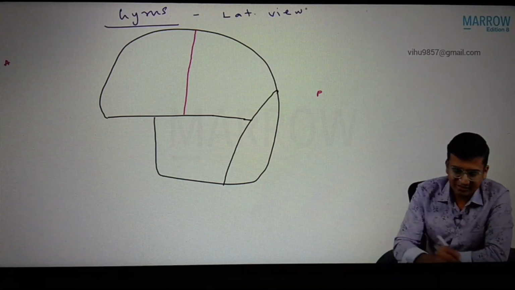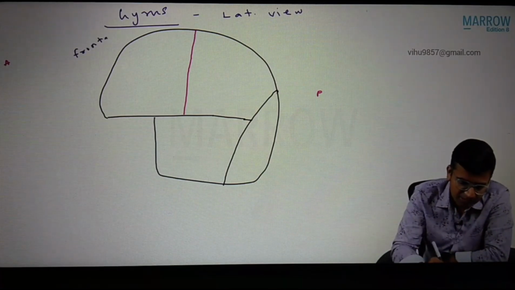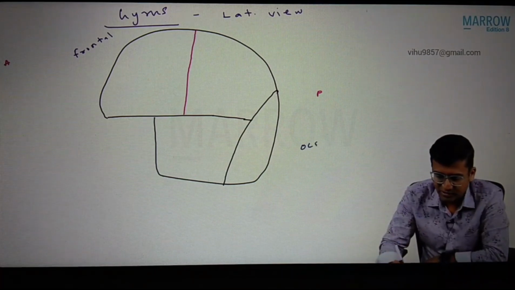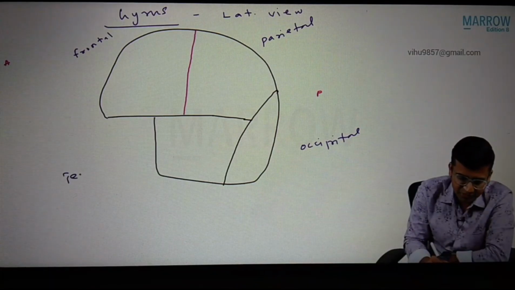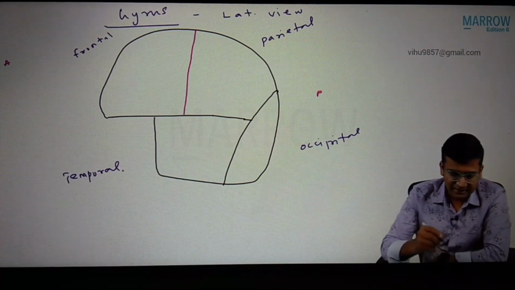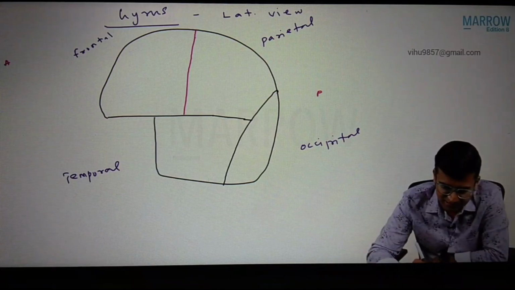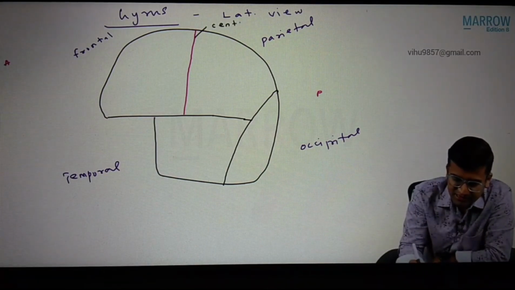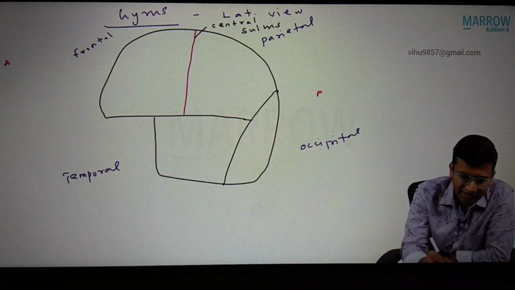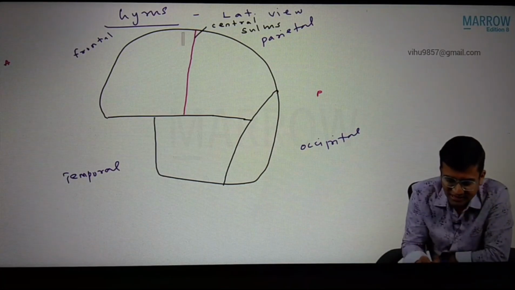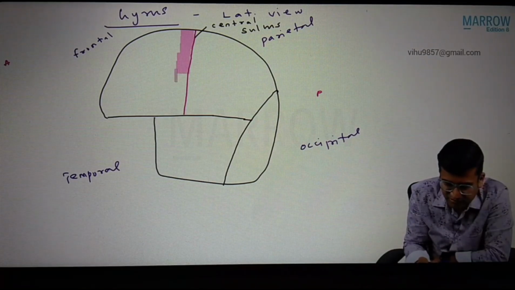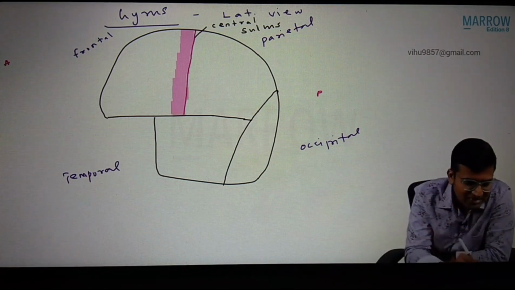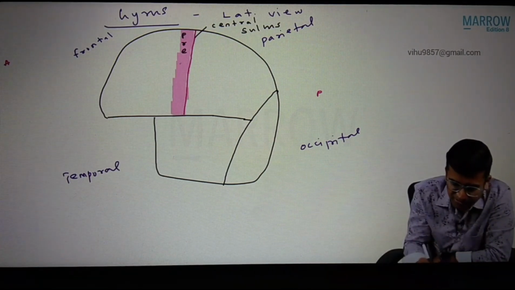On the front side, we have the frontal lobe. On the back side, the posterior side, the occipital lobe. This is the parietal lobe, and this is the temporal lobe. And this red line is the central sulcus. Now the area just in front of the central sulcus, I am talking about this area, the gyrus just in front of the central sulcus is called the precentral gyrus.